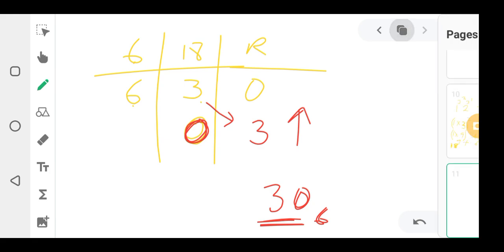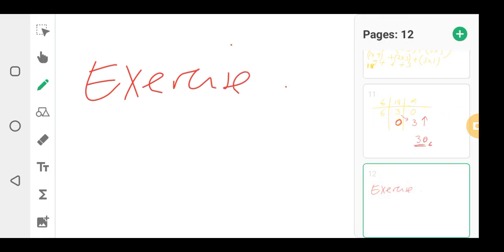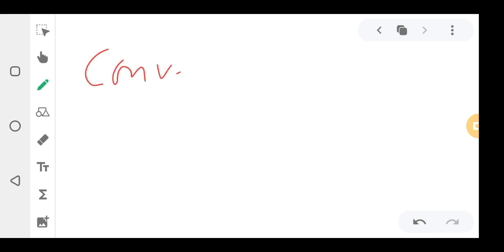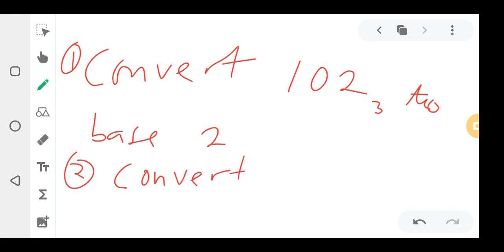Okay, 30 base 6. So let's see if you can try an exercise, guys. Question 1: Convert 102 base 3 to base 2. Question 2: Convert 52 base 4 to base 2.